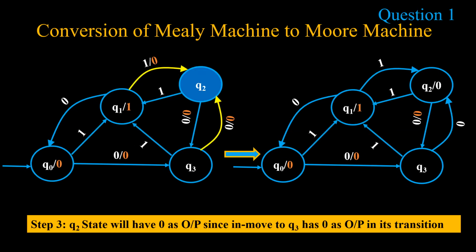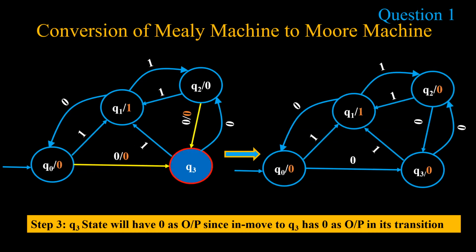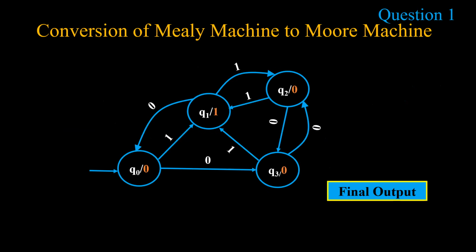Next we move to Q2 state. In Q2 state we had two in moves. One is from Q1, another is from Q3. Both had output of 0. So we have put Q2/0 and we have removed the output from the transitions. Next we move to Q3 state. In Q3 state we have two in moves. One is from Q0 on 0, another from Q2 on 0. We have just put Q3/0 and we have removed 0 from transitions. So this is the final output which we achieve. That is, we have converted this machine from Mealy to Moore machine.